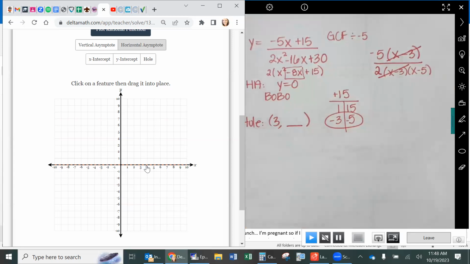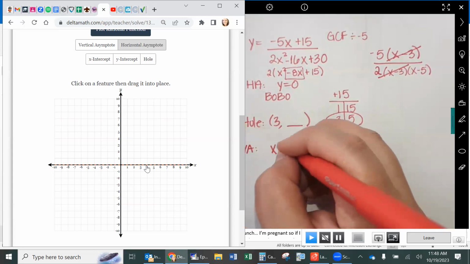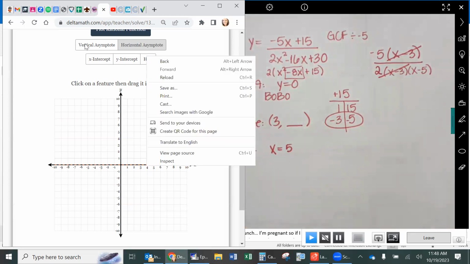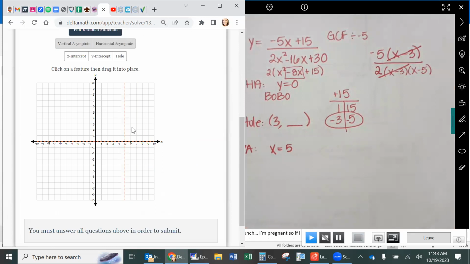Now question, can I graph the hole if I don't have the y value yet? No, so we'll wait on that. Okay, another feature I see is a vertical asymptote. Is there an x left on the bottom? Where is it? It's originally an x minus 5, so it's gonna occur at positive 5. So click vertical asymptote. I can graph this one right now. And then I'm gonna drag it over to 5. So right there. So you should now have a flat orange line at the x-axis. You should also have one at 5.